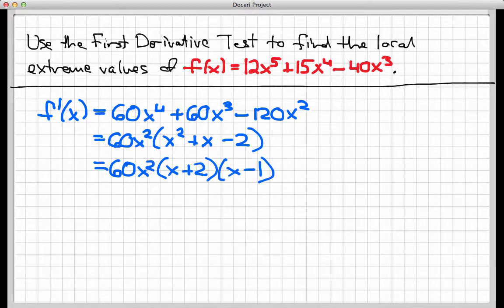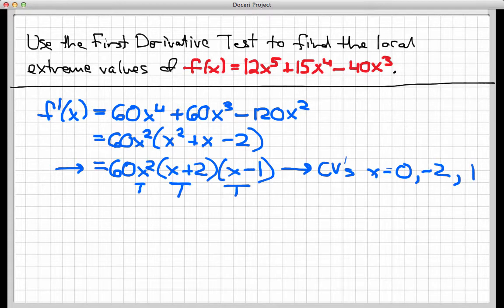Now, what are the critical values of f? That would be the places where f prime is either 0 or undefined. F prime is a polynomial, and so there are no places where f prime is undefined, so we can forget that part. So where is f prime equal to 0? Well, if this expression is equal to 0, then either x squared is 0, x plus 2 is 0, or x minus 1 is 0. That would give me critical values of x equals 0, which makes this term equal to 0, negative 2, which would make this term equal to 0, or plus 1, which would make this term equal to 0. So I have these three critical values for my function: 0, negative 2, and 1.